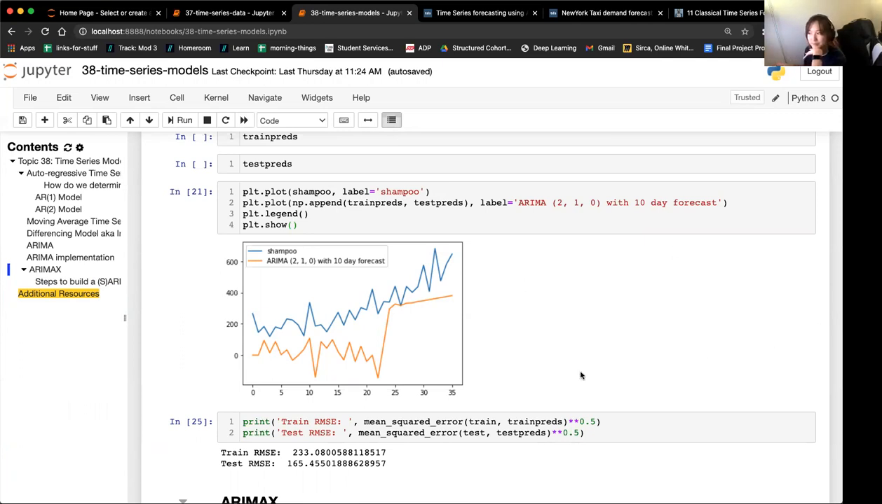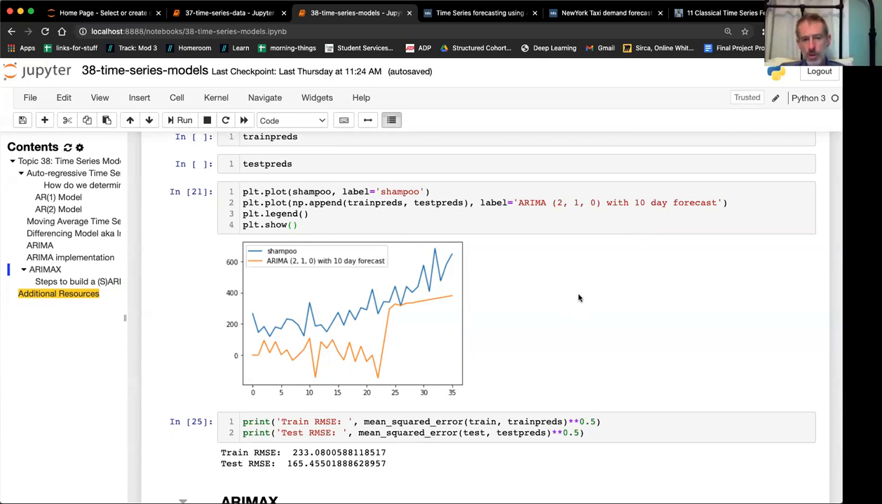So you're saying that it does have exogenous variables. You have to determine whether or not they have a correlation. Yes, it only makes sense to use something to predict the price of shampoo if it's correlated with the price of shampoo.